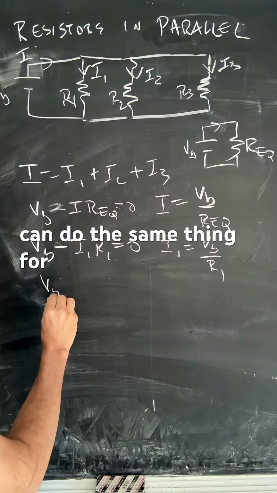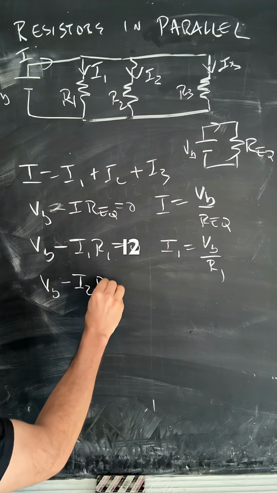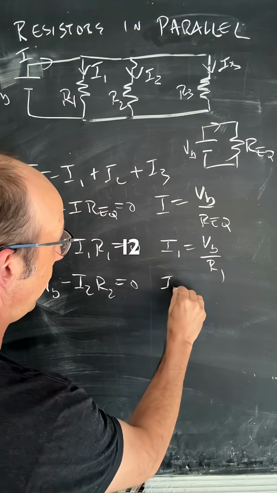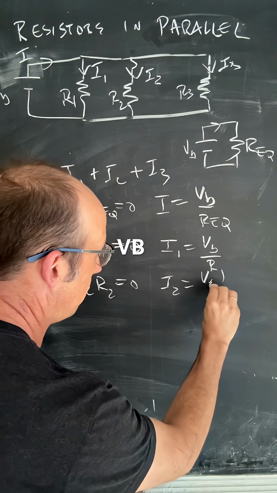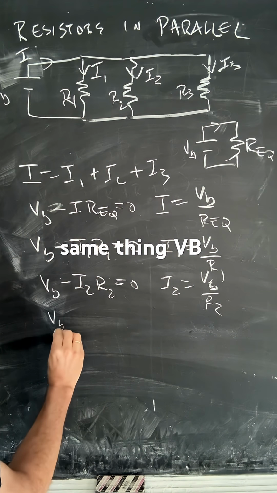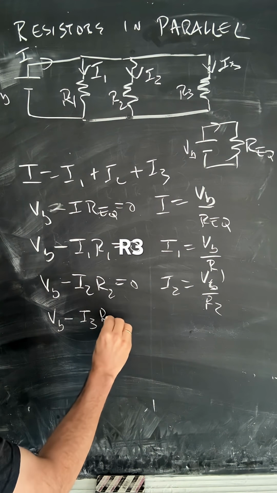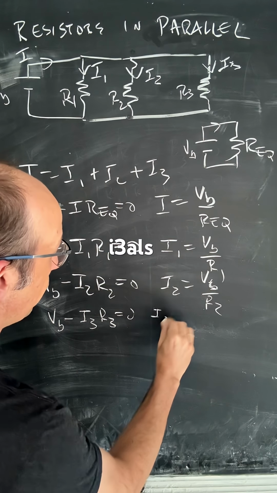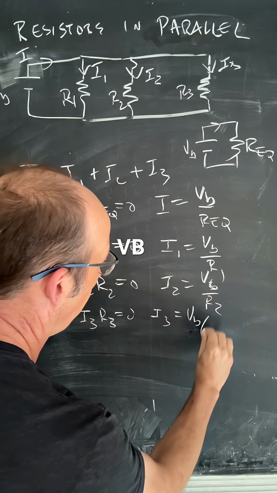I can do the same thing for the next one. VB minus I2 R2 equals 0. So I2 is VB, the voltage of the battery, divided by R2. And then I can do the same thing, VB minus I3 R3 equals 0. So I3 equals VB over R3.